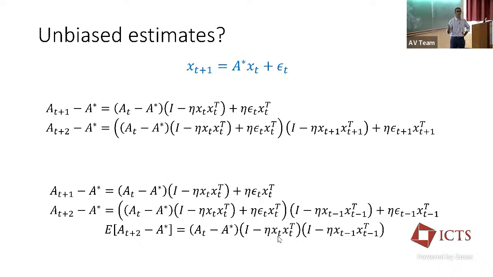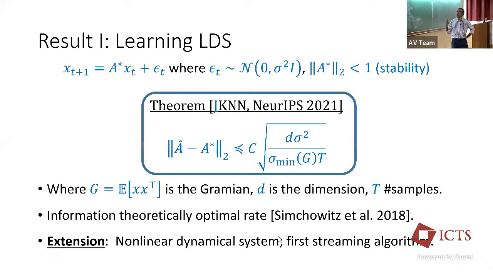So that's the simple intuition for why we are using this reverse experience replay, that is, processing points in reverse order. Based on this idea, this is the result that we can get. What we can show is that we will be able to converge to A star. So we obtain some A hat, which converges to A star with this kind of error rate.